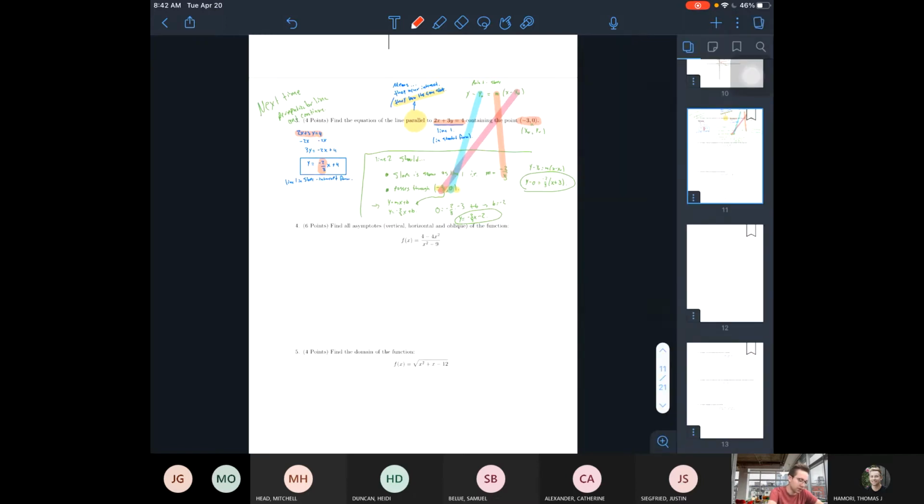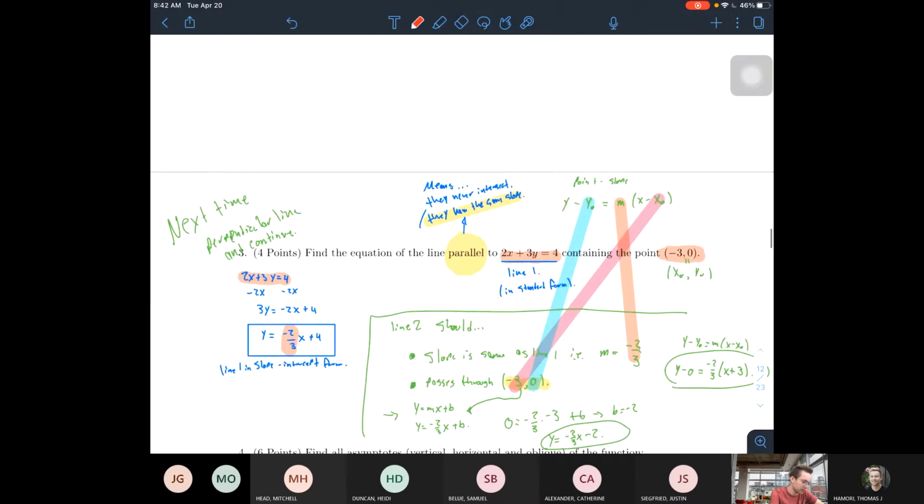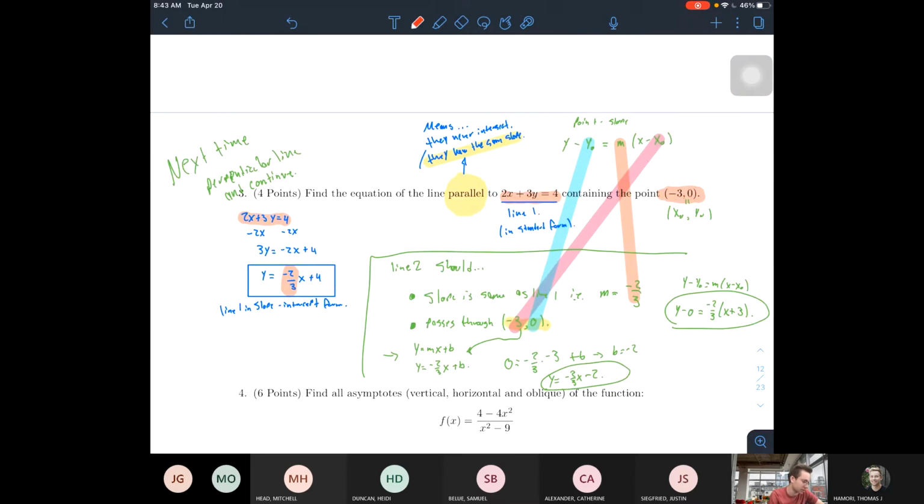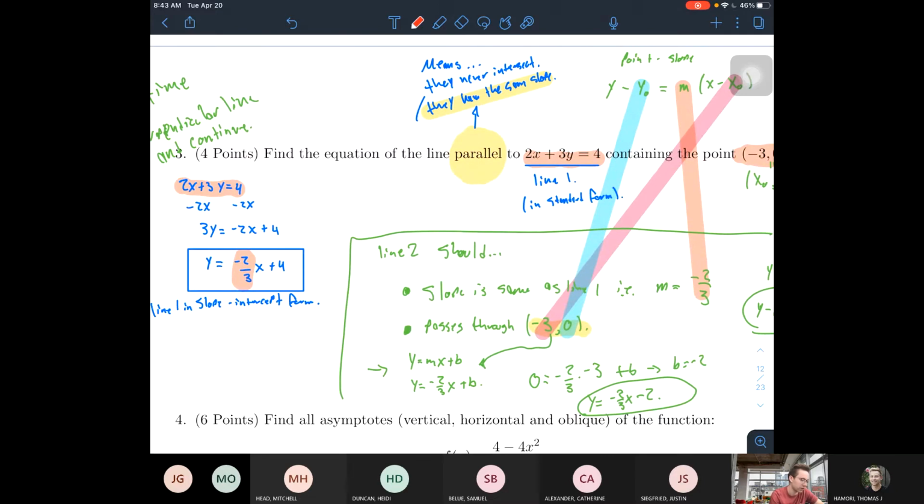So in the last class, we did this problem, I keep adding pages there, I mean to add pages here. Last class, we did this problem about finding the equation of the line which is parallel to 2x plus 3y is equal to 4, and containing the point -3, 0. The way we did that was by rearranging this line, which was in standard form, into slope-intercept form so that we could figure out what the slope of that line was. And then we knew that line 2 should have the same slope as our other line because it's a parallel line. And it should also pass through the point -3, 0.